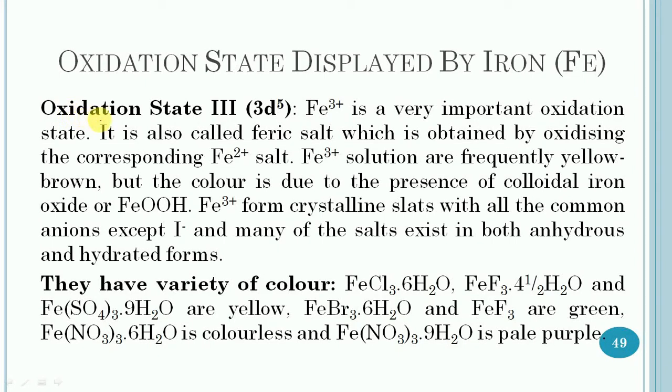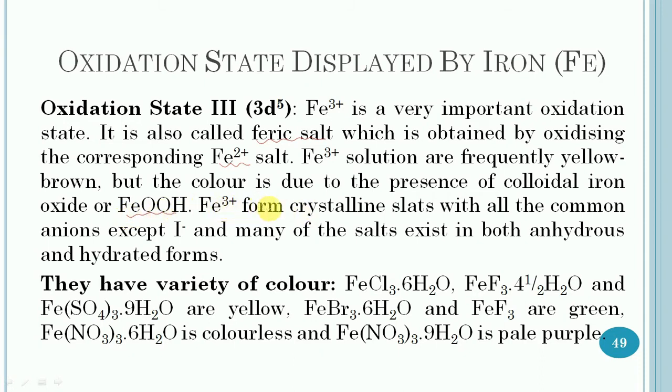Next is the oxidation state 3. In this case, iron has a 3d5 electron configuration. Iron 3 positive is a very important oxidation state. It is called ferric salt, which is obtained by oxidizing the corresponding iron 2 positive salt to iron 3 positive salt. Iron 3 plus solutions are frequently yellow brown in color. The color is due to the presence of colloidal iron oxide or hydrated oxides.